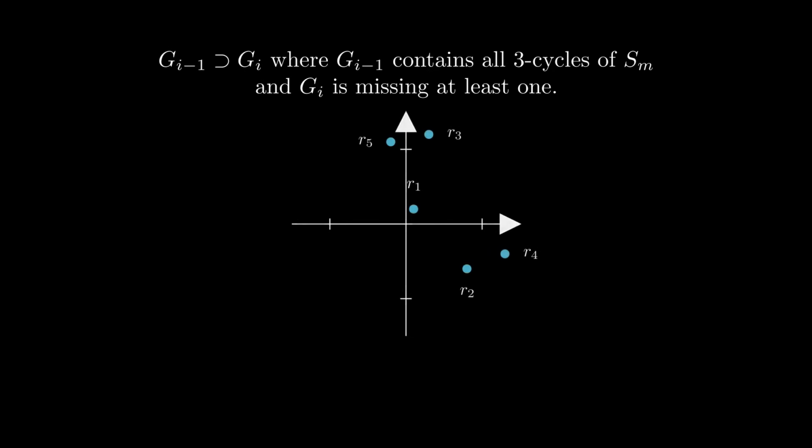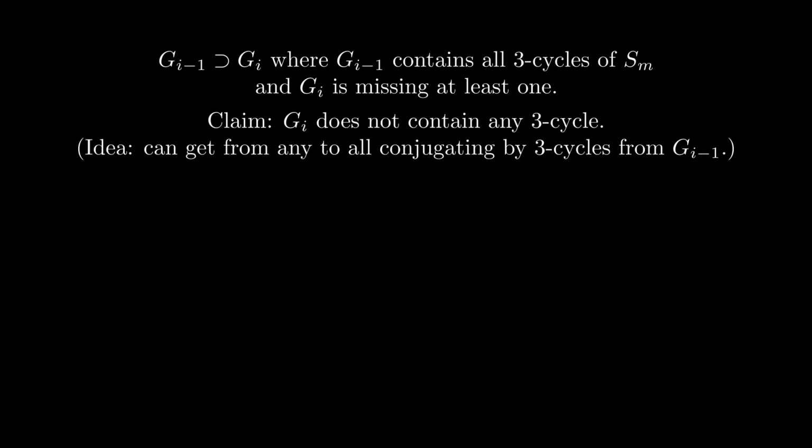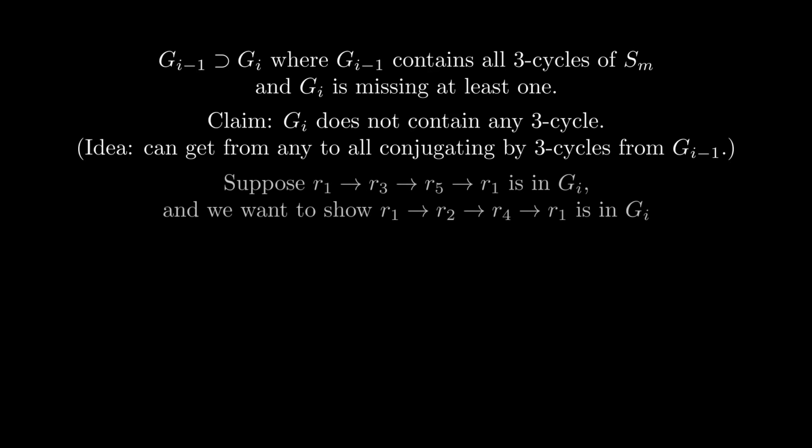Here's an example of what a 3 cycle might look like. You can see the 3 roots R1, R2, R4 permuting and everything else being left alone. We're going to show that Gi actually has no 3 cycles, and then explain why that is a contradiction for m at least 5. To prove the first part, the idea is if Gi had any, we could get from that one to any other by conjugating by something we know is in Gi-1, and using that Gi is normal.